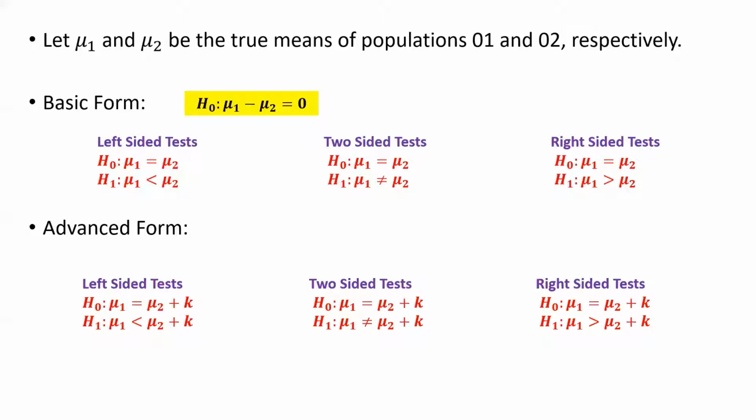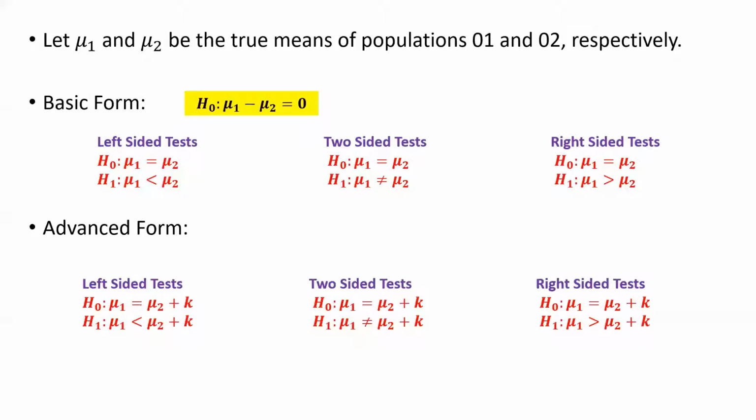For a left-sided alternative, mu1 should be lesser than mu2 plus k. For a two-sided alternative, mu1 should be not equal to mu2 plus k. And for a right-sided alternative, mu1 should be greater than mu2 plus k.